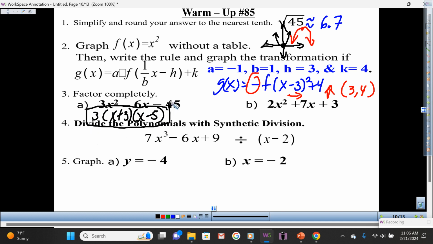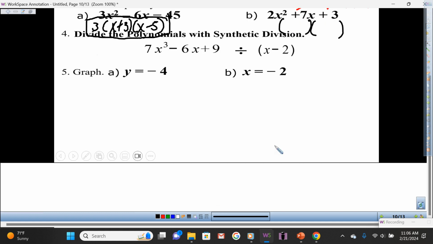Let's go. Bailey from the corner. All right. 3b. Tell your neighbor your factors for 3b, and Bailey's going to pass it to someone. Bailey, pass someone. X plus 1, x plus 3. Hands if you got that. That is correct.